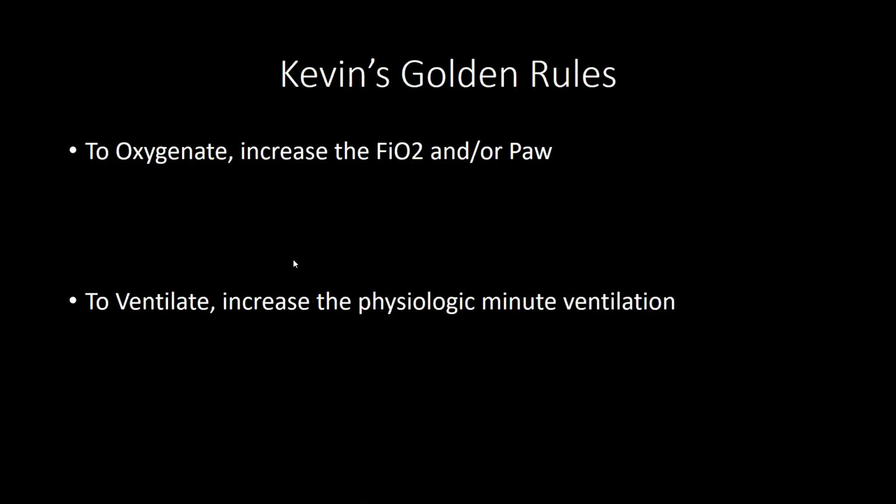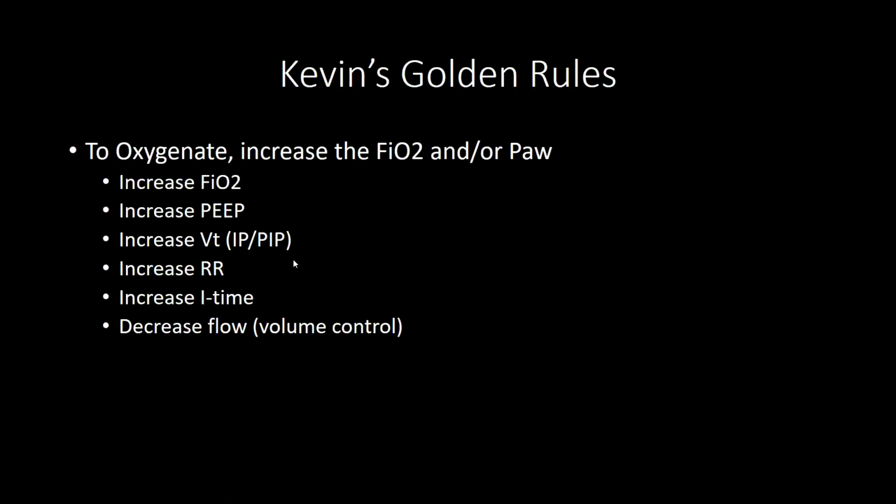Okay, so to oxygenate, you need to increase the FiO2 and or the mean airway pressure. Okay, so we know that increasing the FiO2 should help us oxygenate better, right? Unless we have a major VQ mismatch and it's not getting where it needs to go. But FiO2, that's a no-brainer. Okay, we just talked about increasing the PEEP. That increases our mean airway pressure. Increasing your tidal volume increases your mean airway pressure. Increasing your respiratory rate increases your mean airway pressure. Increasing your I time does too.